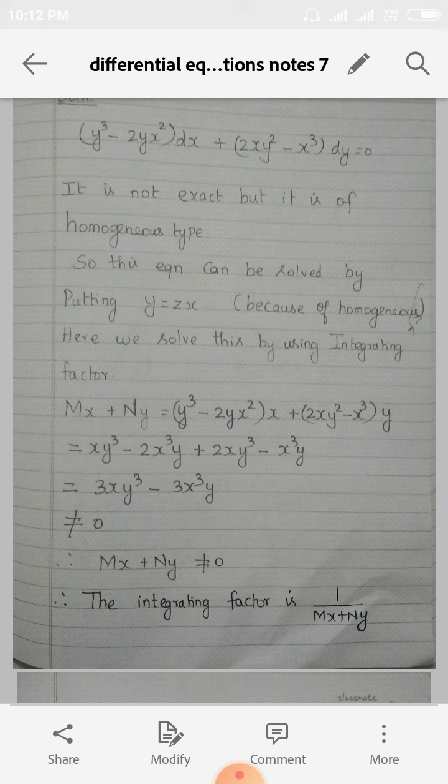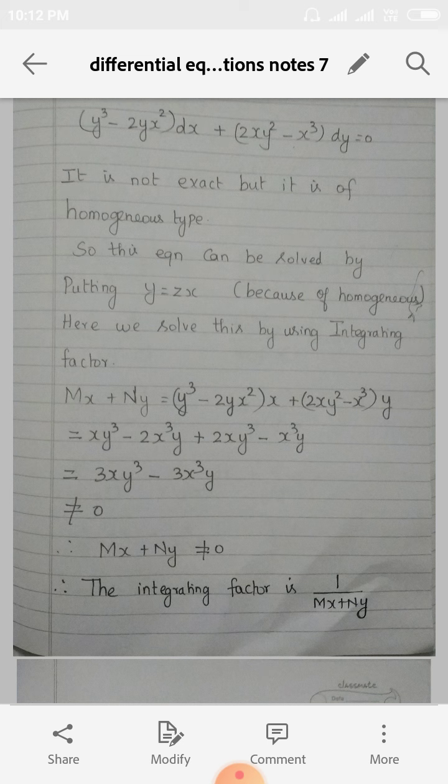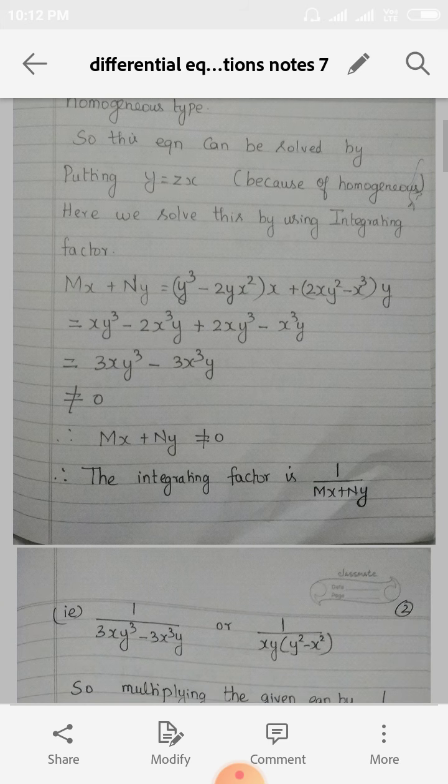The equation is not exact, but it is of homogeneous type, so we have to find the integrating factor using Mx plus Ny. I know that M is equal to y cube minus 2y x square, and N is nothing but 2x y square minus x cube. After solving this, we get 3xy cube minus 3x cube y, which is not equal to 0. That is, Mx plus Ny is not equal to 0, so the integrating factor can be written as 1 by Mx plus Ny. So that is the first note.